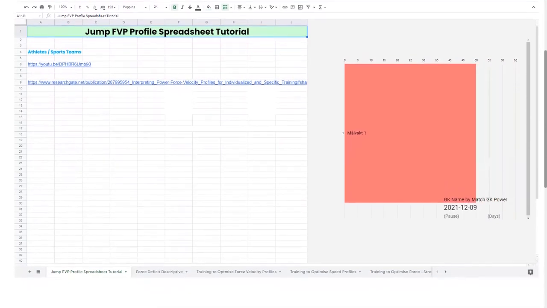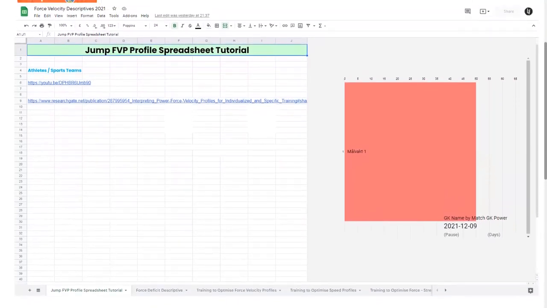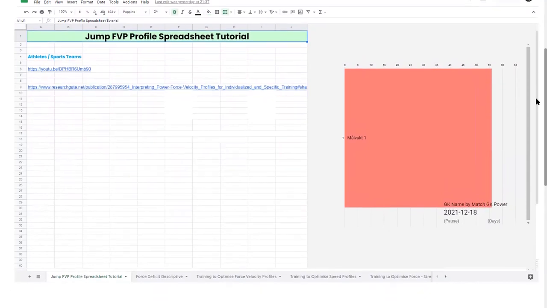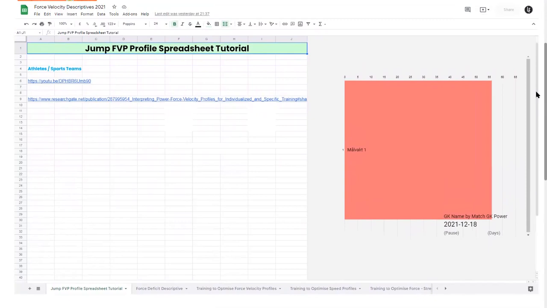Goalkeeper velocity profiles are more orientated towards speed than force, which is strength. So I can use the profiles, the descriptives, the training menus, and the approaches that I've used with elite level sprinters and power athletes. And we can also remember that goalkeepers are a bit of a weight category sport as well, because they need to have an optimum weight.